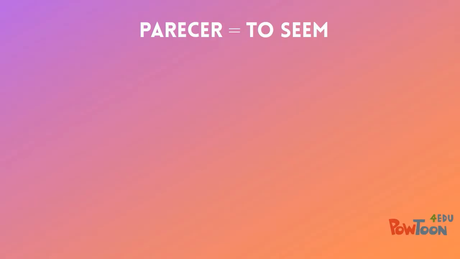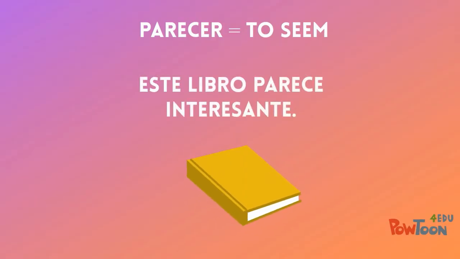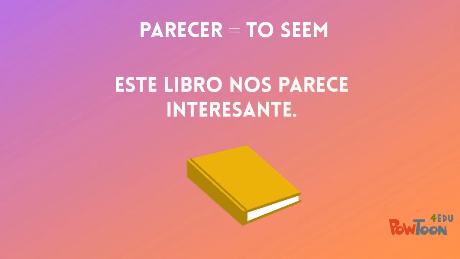The verb parecer means to seem. Este libro parece interesante. This book seems interesting. Parecer is often used with a variety of indirect object pronouns as well. For example, este libro nos parece interesante. This book seems interesting to us. That's an indirect object pronoun, not a reflexive pronoun.